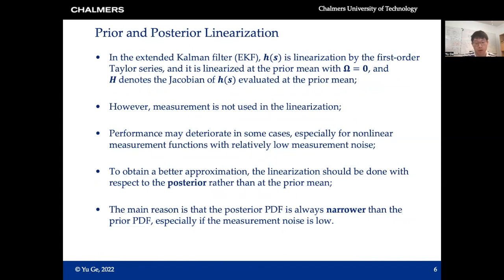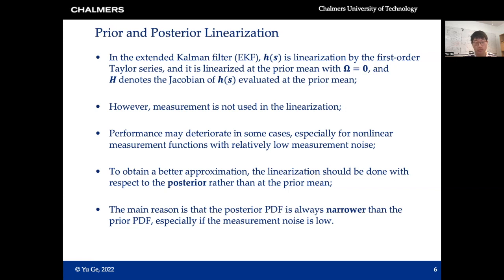In the Bayesian framework, the extended Kalman filter is a commonly used algorithm to handle the nonlinear measurement model. In the EKF, h of x is linearized by the first-order Taylor series, and it is linearized at the prior mean with omega equals 0, and the H matrix denotes the Jacobian of h of x evaluated at the prior mean. However, the measurement is not used in the linearization, and it has some problems.